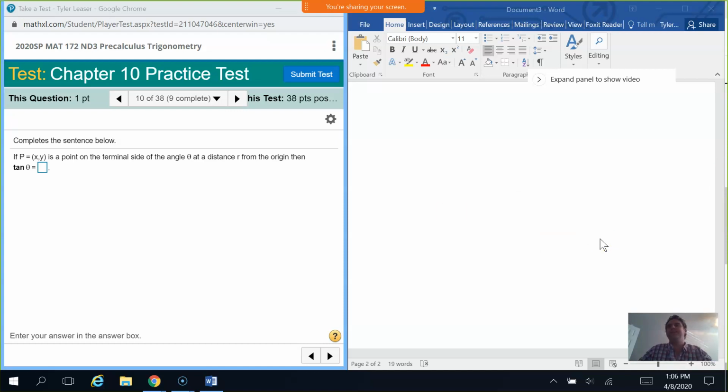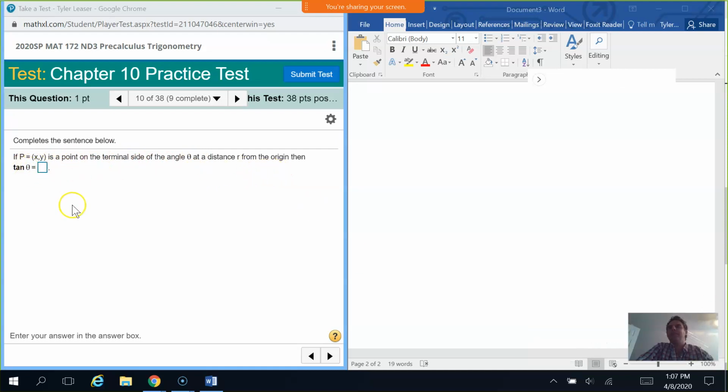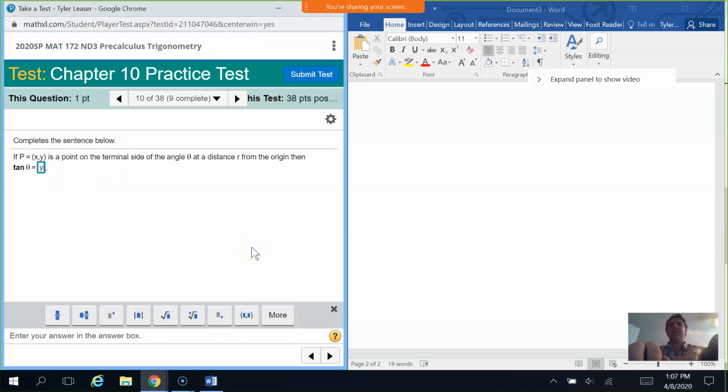You back? Yep. Okay. So if P equals (x, y) is a point on the terminal side of the angle theta at a distance r from the origin, then tangent of theta is equal to something. I think they just want the straight up definition for tangent of theta. Y over x, right? Yeah, so just y over x is all we need to put in there.